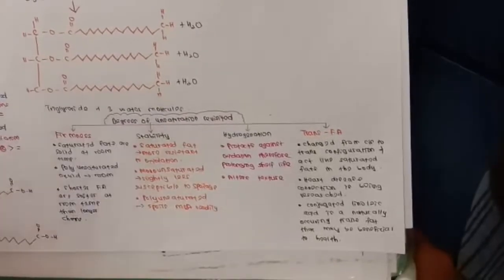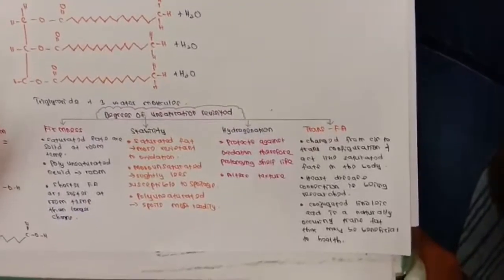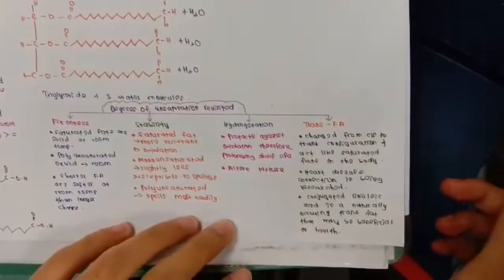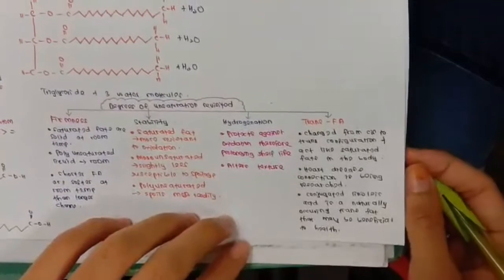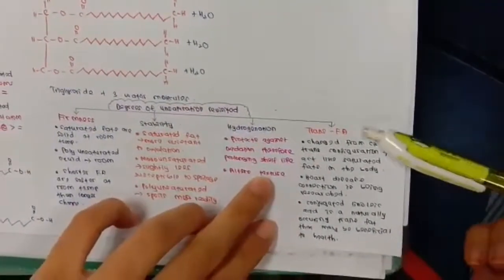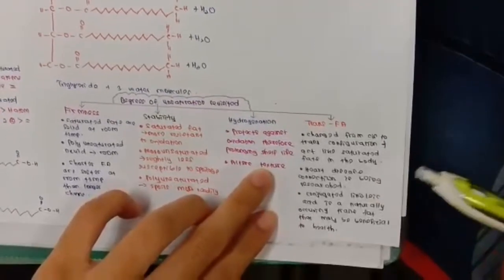For stability, saturated fat is the most resistant to oxidation. Monounsaturated is slightly less resistant to spoilage, and polyunsaturated spoils most readily. Hydrogenation protects against oxidation, therefore prolonging shelf life. For trans fatty acid, the configuration changes from cis to trans and acts like saturated fat in the body.